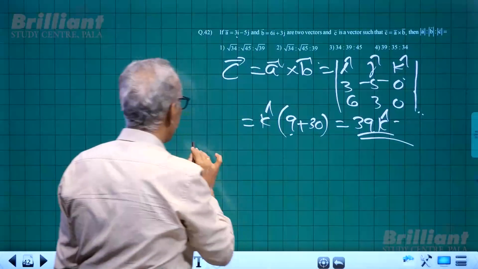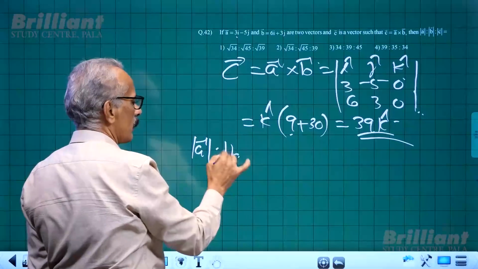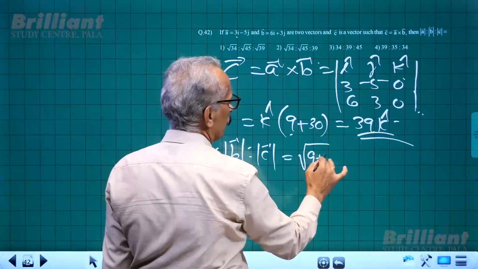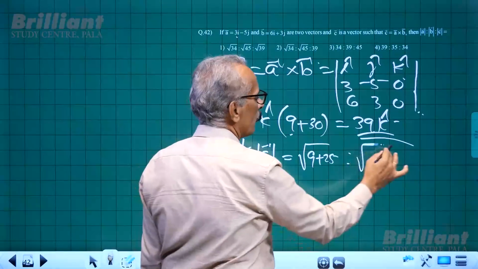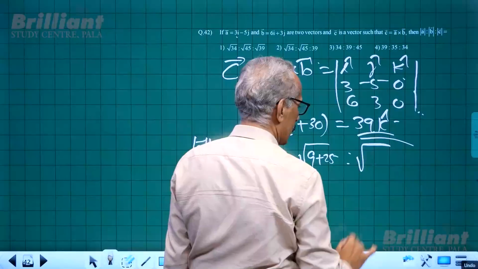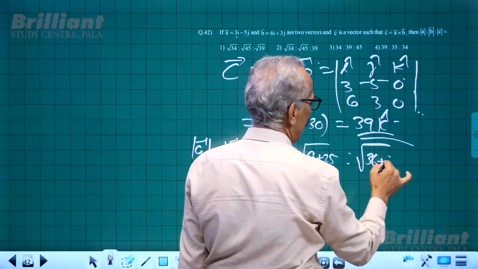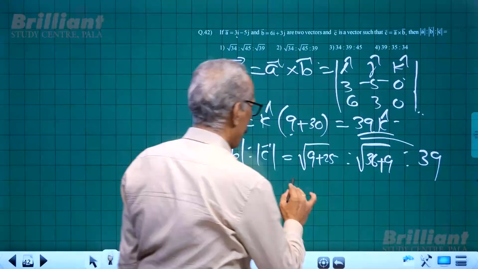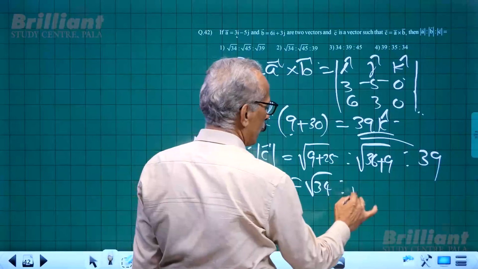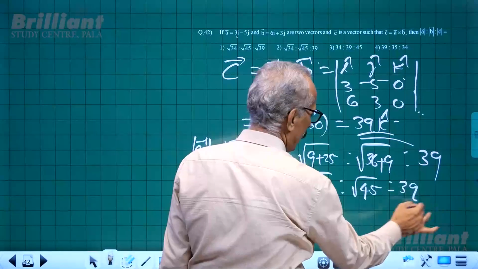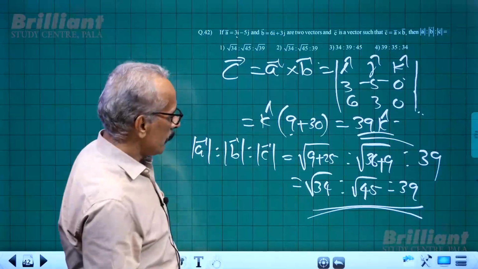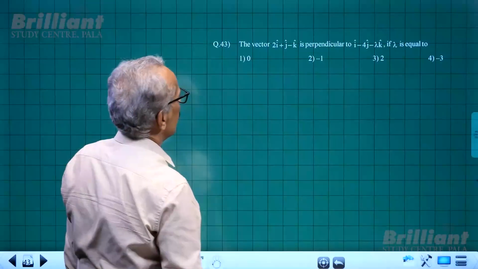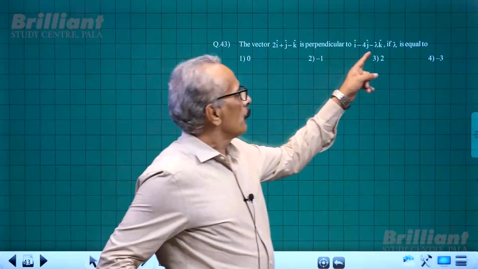Well, you want to find out modulus of A is to modulus of B is to modulus of C. Modulus of A is root of 9 plus 25, is to modulus of B, root of 6 square that means 36 plus 3 square, 9, is to modulus of A cross B, that is 39. That is root 34 is to root 45 is to 39. Pick out your answer. That's your answer.